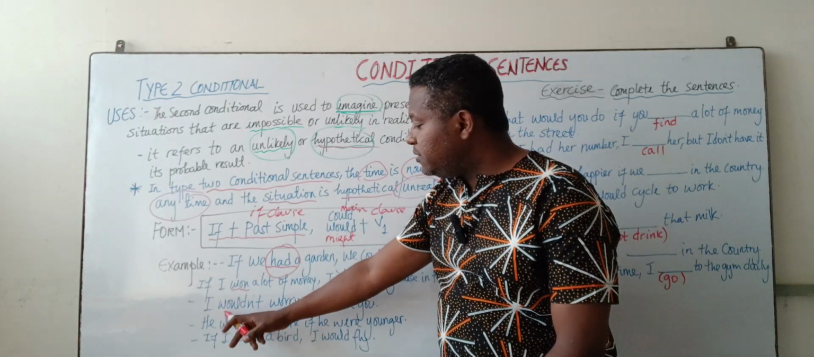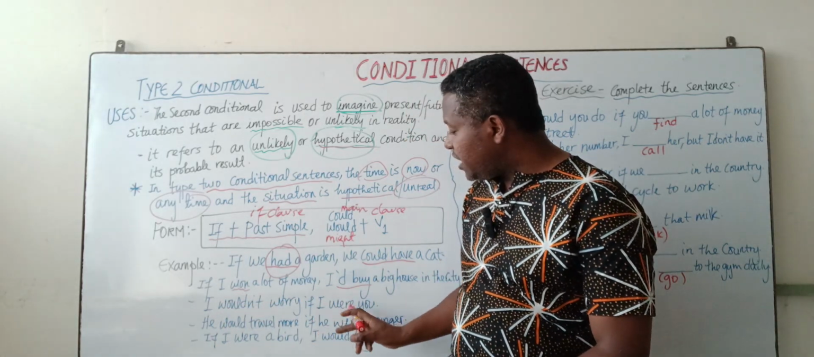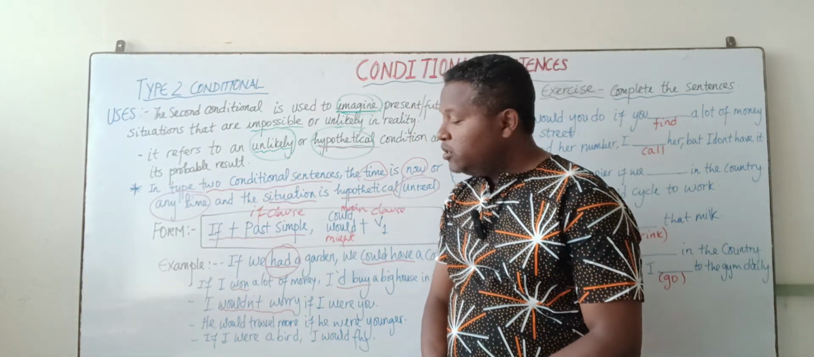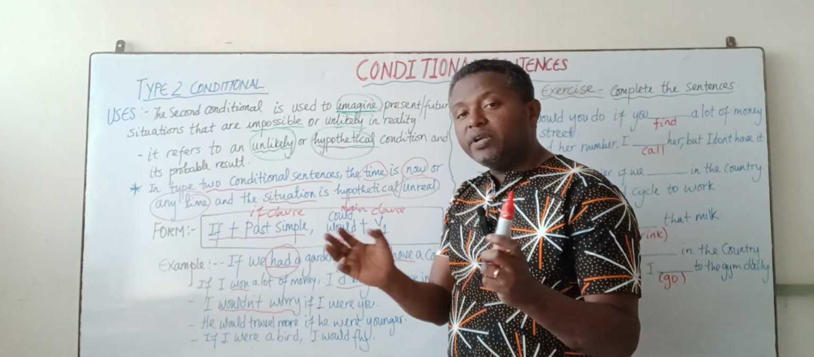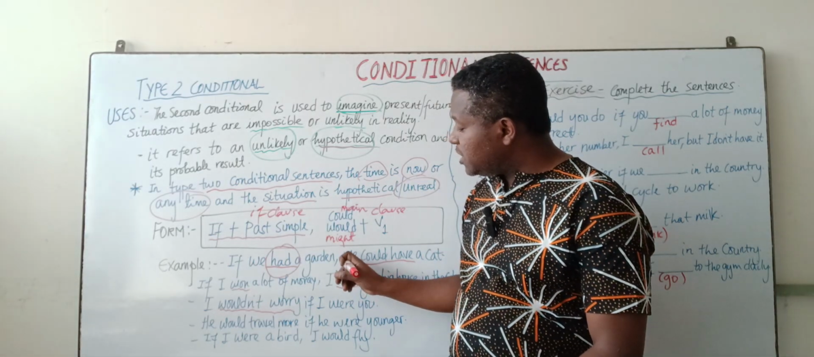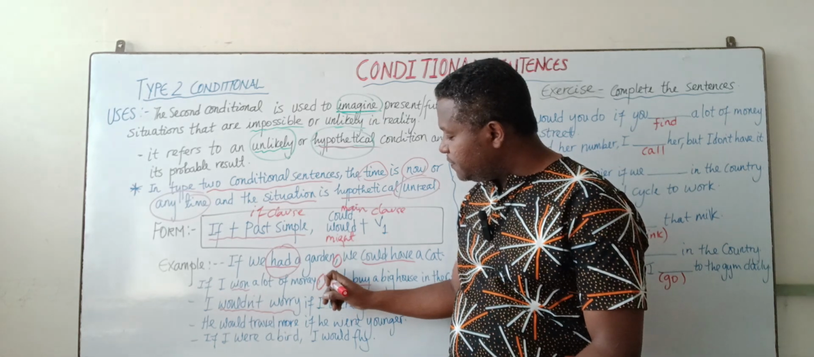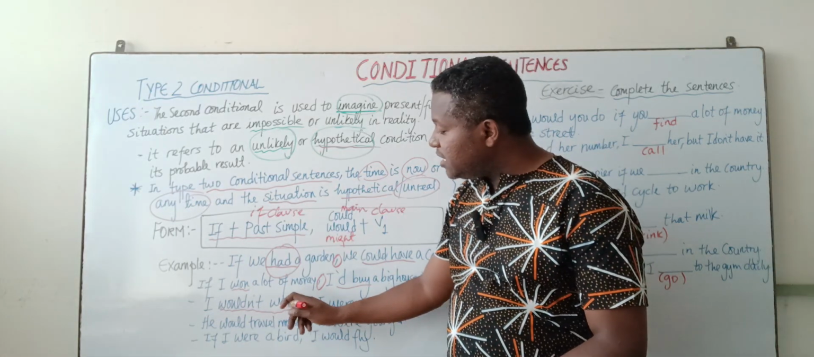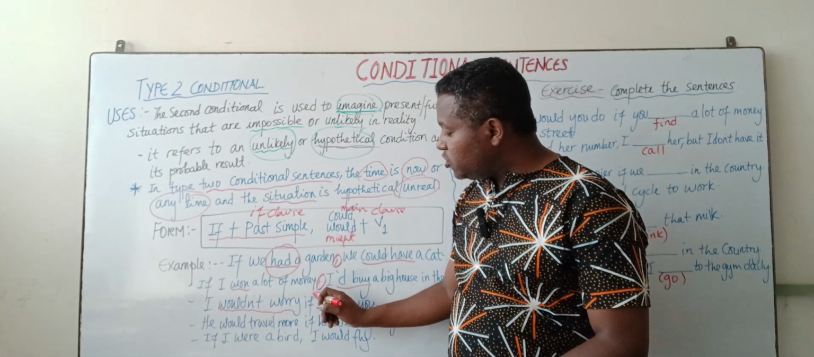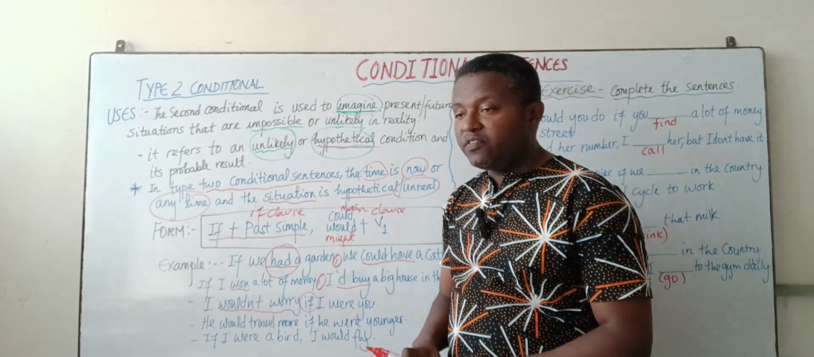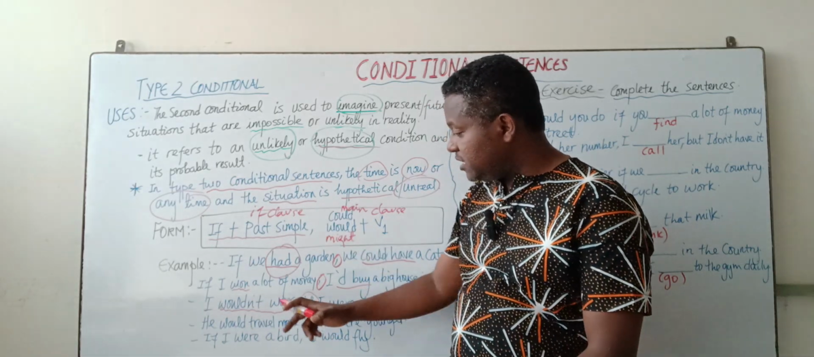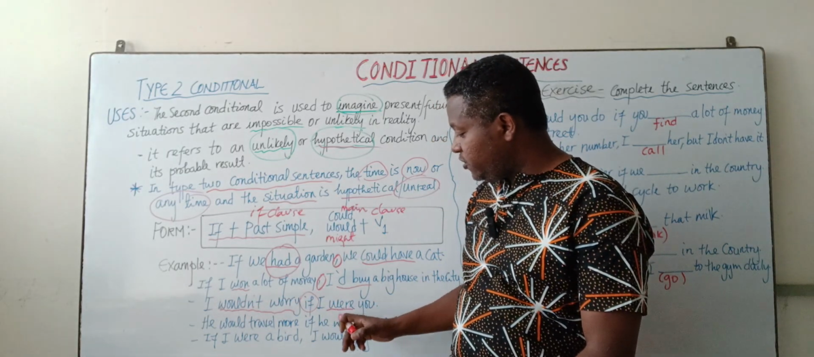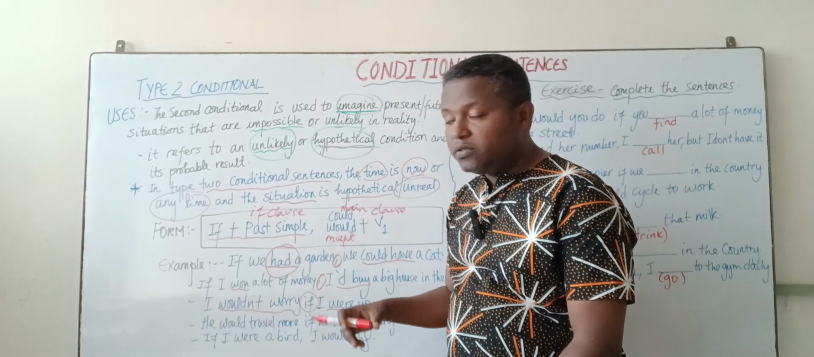The third example, I wouldn't worry if I were you. Okay? In the first two sentences, we bring the if clause at the beginning. When we bring the if clause at the beginning, we use a comma in the middle. But if we start our sentence with the main clause, we don't use any comma in the middle, because if can serve as a connector, then it joins the two clauses. So I wouldn't worry if I were you. So if I were you, I wouldn't worry.